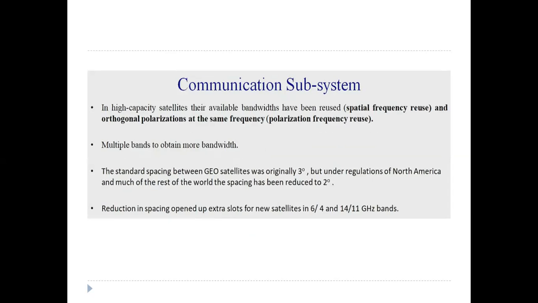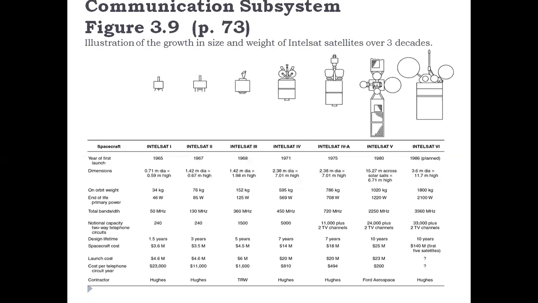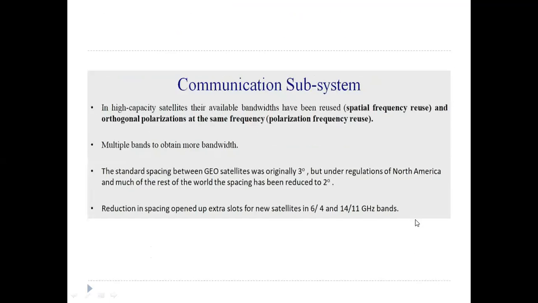The total channel capacity of a satellite that uses a 500 MHz band at 6 by 4 GHz can be increased only if the bandwidth can be increased or reused. The trend in high capacity satellites has been to reuse the available bands by employing several directional beams at the same frequency, spatial frequency reuse, and orthogonal polarization at the same frequency, polarization reuse.